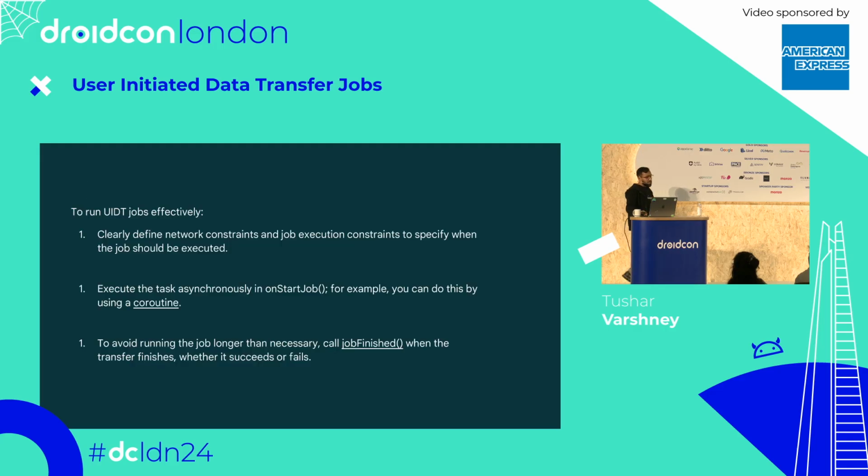To run a UIDT job effectively, we have to define certain network constraints and job execution constraints. The second point is the most important one: any work we do in onStartJob has to be done on an asynchronous thread or in an asynchronous way using coroutines. The issue is that if you try to do something in onStartJob on the main thread, it can lead to ANRs. To avoid running a job longer than needed, we have to call the jobFinished method, whether it succeeds or fails.